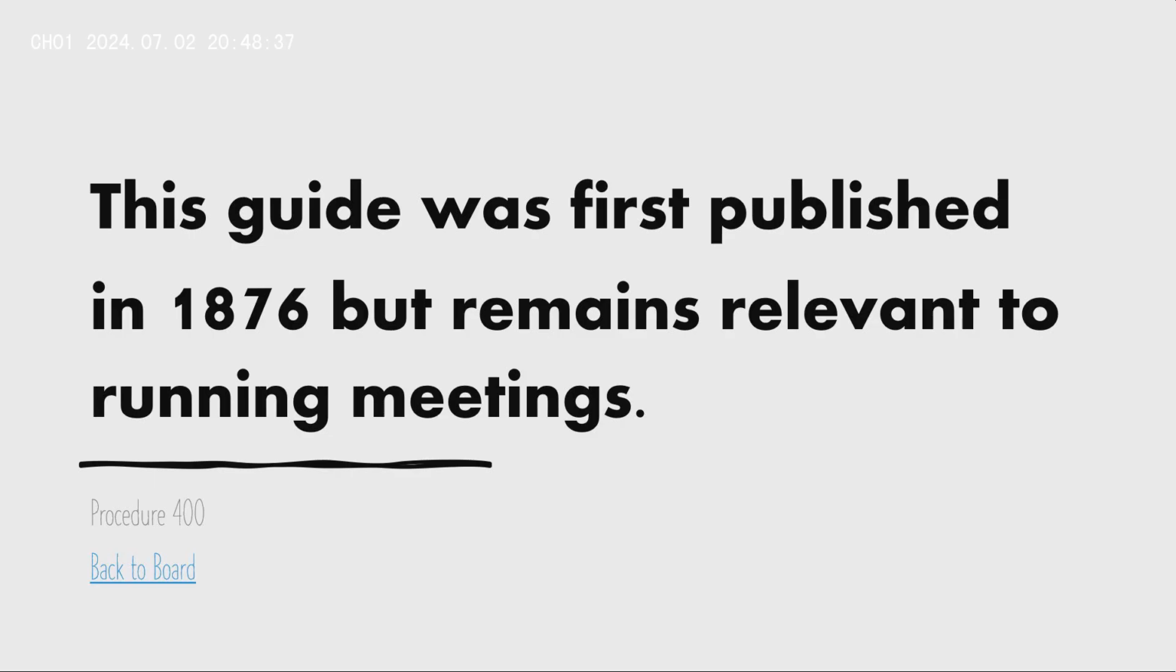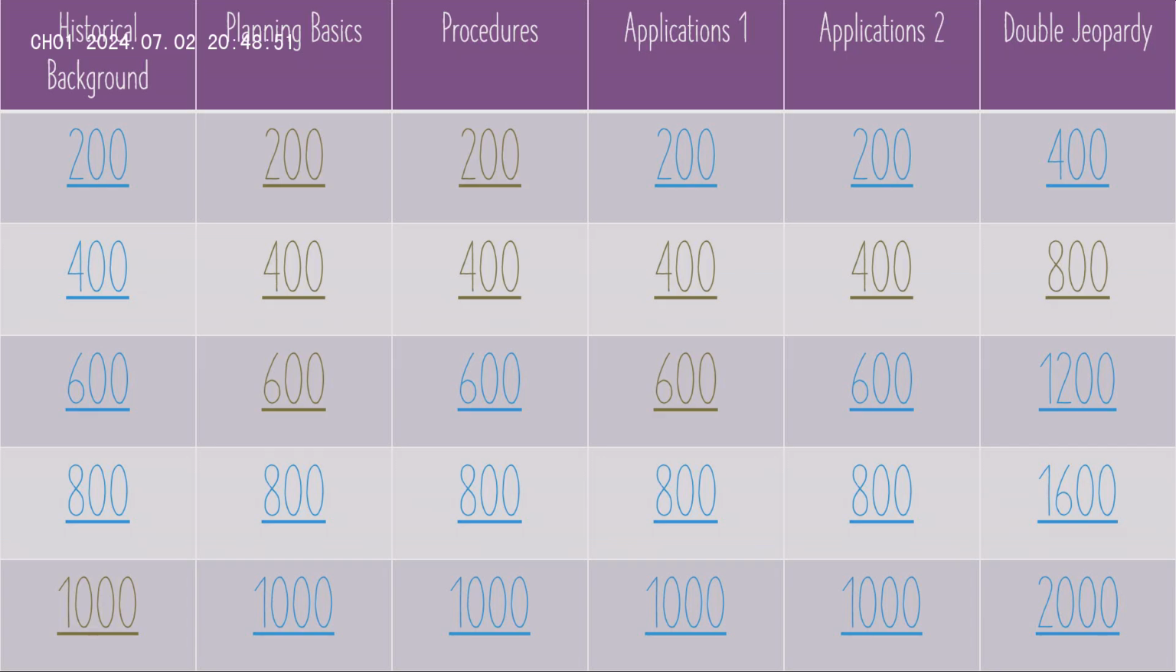Okay. This guide was first published in 1876, but remains relevant to running meetings. Rogers? Roberts, yeah, Roberts. Sorry, we'll take it. Rogers is the city to the north.